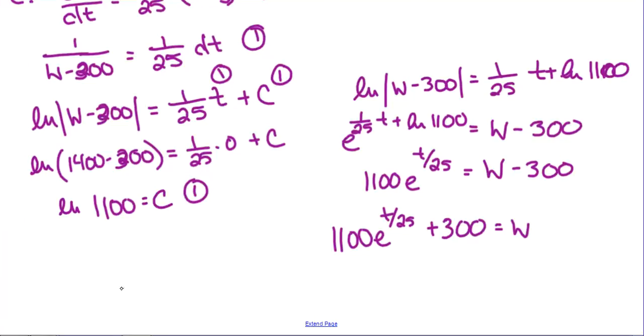Remember, come over to the side, plug in that initial condition. That's E to the 0 plus 300. Does that equal 1,400? Well, yeah, 1,100 plus 300 is 1,400. So we're good. Okay, 1 point for solving for W.